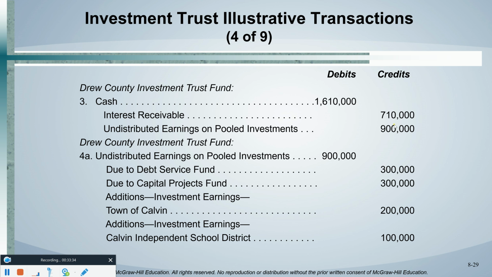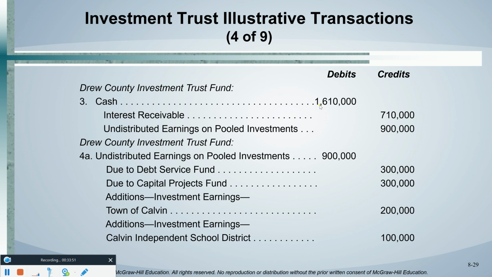Now, you remember the $710,000 in interest receivable at the end of January 10th? Well, that is being collected in addition to another $900,000 in earnings on the investment portfolio.